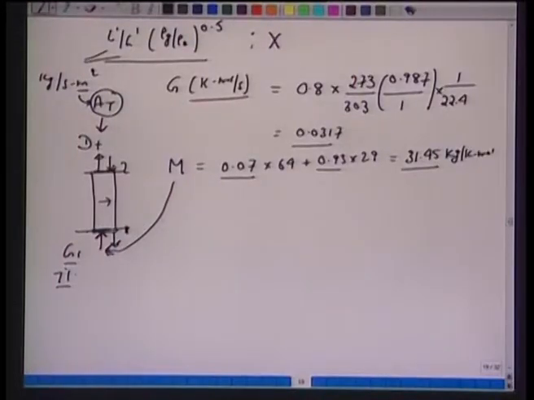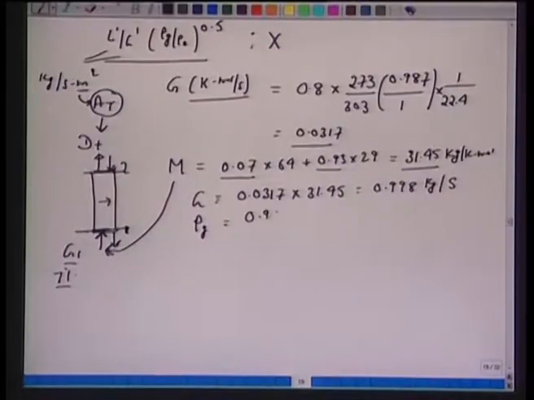So, molecular weight is 31.45 kg per kilomole, which means now we can calculate G in terms of kg per second. 0.0317 multiplied by 31.45 equals 0.998 kg per second. Okay. Rho G, the gas density, is 0.998 divided by 0.8, all right, which makes it 1.248 kg per cubic meter.